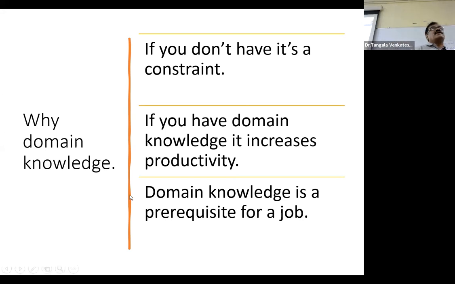What is the difference between a person who has domain knowledge and one who doesn't? Many times we end up searching Google for every term. If you are working in a particular company, again, you need to understand that concept and then do your work. People with domain knowledge will be able to increase productivity for the company. Many times this domain knowledge is considered a prerequisite for a particular job.